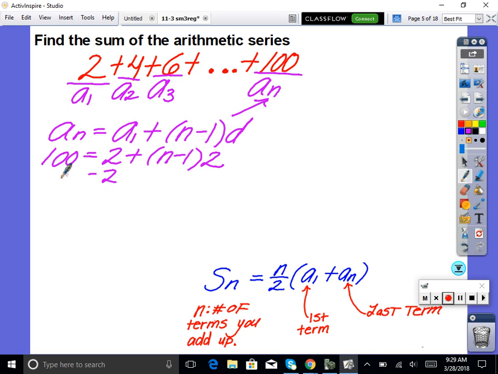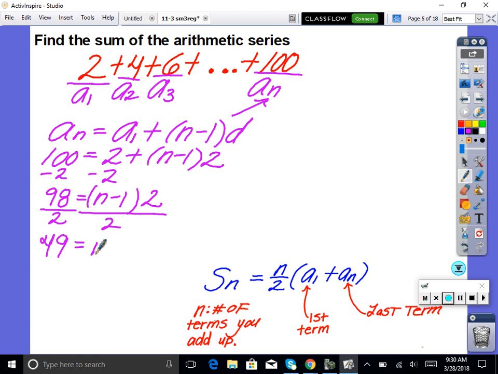So subtract 2. So then that's 98 is equal to n minus 1 times 2. Divide by 2. So then that's 49 is equal to n minus 1. Therefore, n equals 50. So guys, this is a sub 50. Therefore, we know we're summing up 50 terms. So that's where we stop. After 50 terms, we stop adding. Does everybody see?